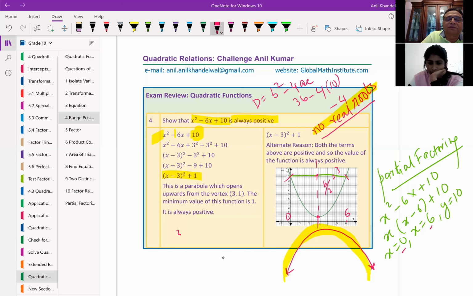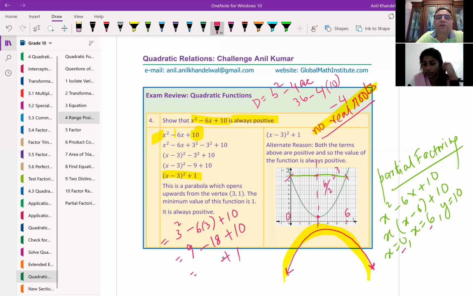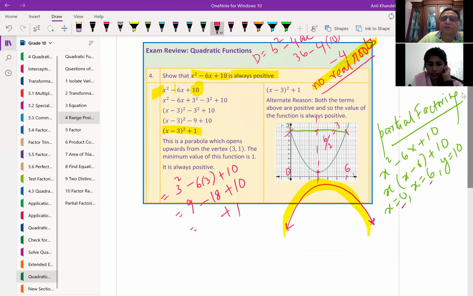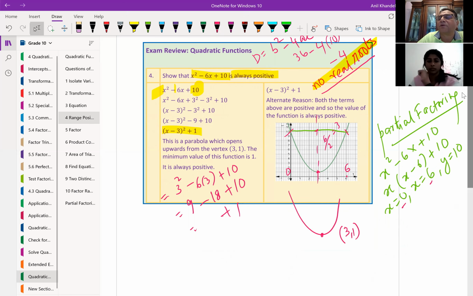So substitute 3 here. So we get 3 squared minus 6 times 3 plus 10, which is 9 minus 18 plus 10. And that gives you 1, correct? So we have actually partially factored, and we know this is a parabola which opens up, right? So we can always say it opens up. Let me just push the page a bit so that I could write more information here. We know this is not the case. Let's remove this, that this parabola opens up, right? And the minimum is at (3, 1). So therefore, that is always positive, right?